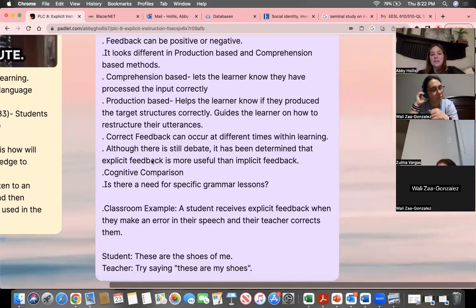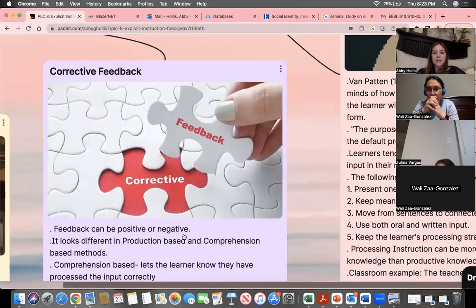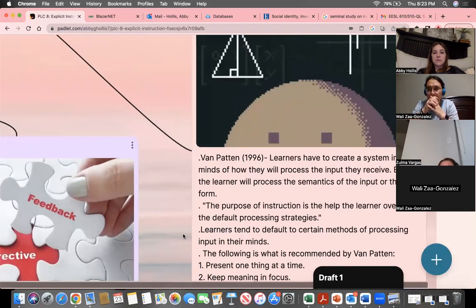And so a classroom example is a student receives explicit feedback when they make an error in their speech and their teacher corrects them. So maybe the student says, these are the shoes of me. Okay, so I was trying to think of my Spanish direct translations, because this is kind of what it would sound like if you were to translate it directly. And the teacher might say, try saying, these are my shoes instead. So just trying to restructure the way that we say things. And so that's a little example of explicit feedback.